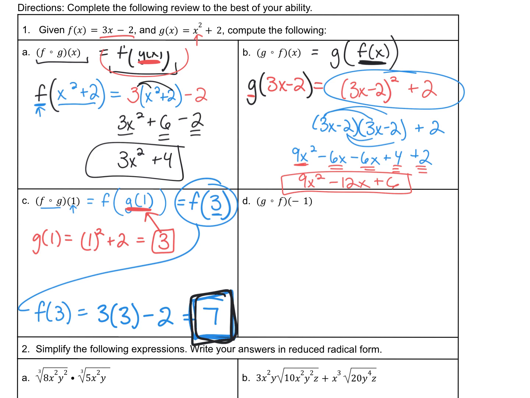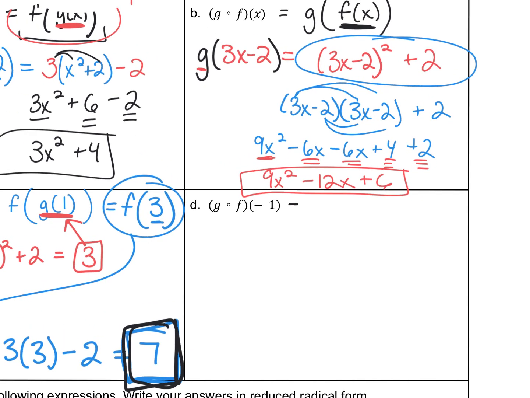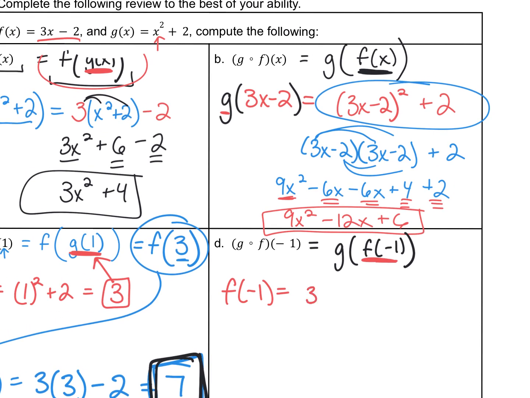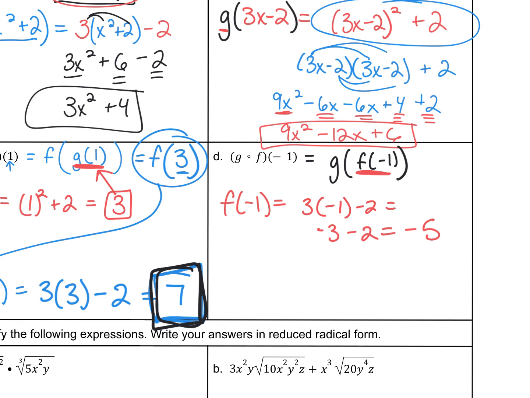I want you to pause the video here. I want you to go try this one. Okay. Hopefully what we did is we put it in that better notation. On the inside here, I've got f of -1. We know how to find that. Let's go do it. f of -1, we just plug -1 into f. So that is 3 times -1 minus 2. Simplify that. What is -3 minus 2? -5. Okay, so now f of -1 is -5. I'm putting that here. So now all I got to do is find g of -5.